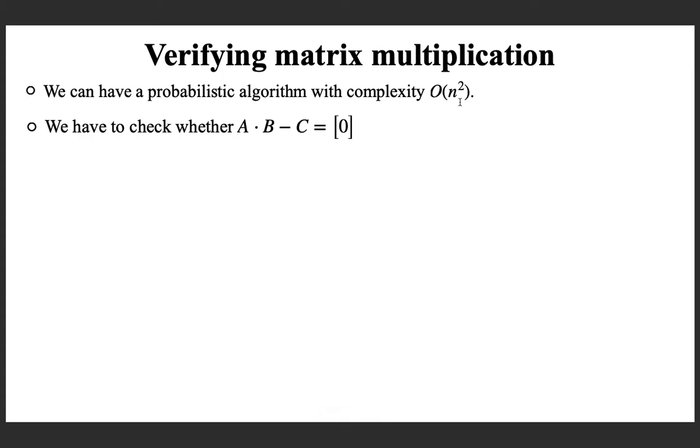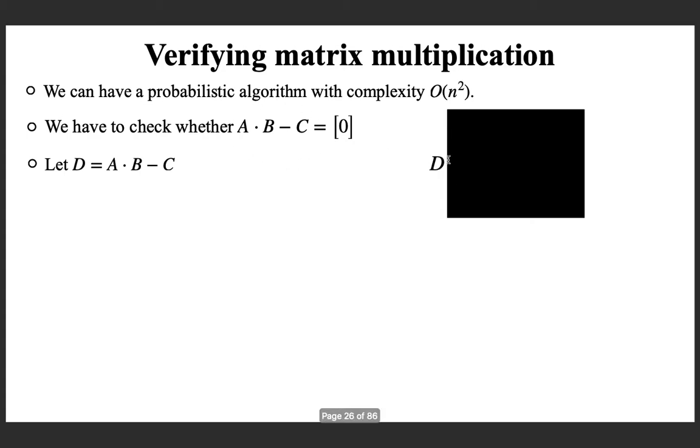What we want to do is check whether the product AB minus C is the 0 matrix or not. Let D be the LHS. We do not know what D is. Initially, we have not computed D. D is a square matrix, that is what we know. And suppose capital S is a subset of rows in this required matrix.